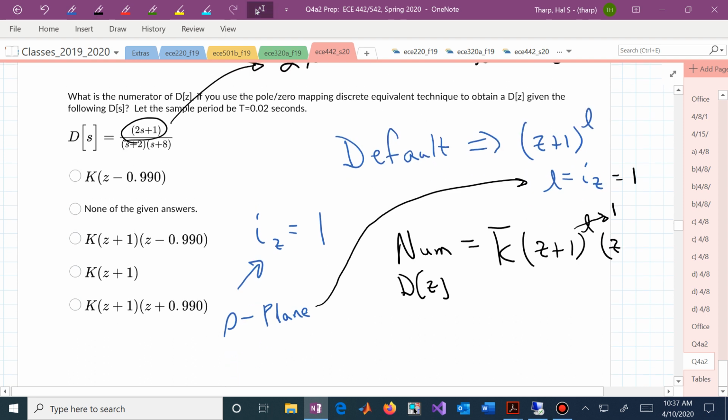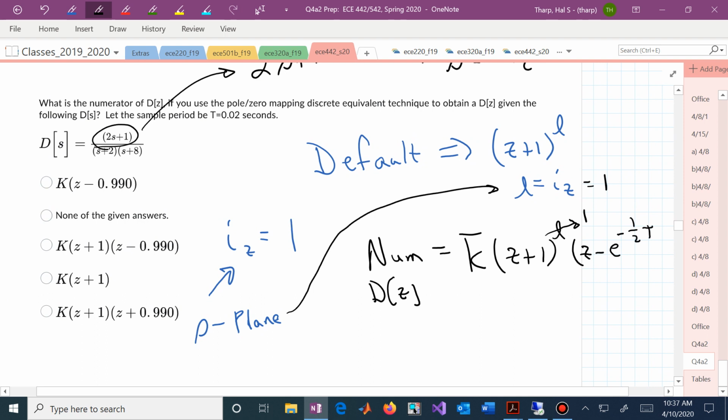Or now we have, and you can now plug in the appropriate sample period T to get the numerical value of this e to the minus 1/2 T, and hopefully you can now see what the structure needs to be in your numerator for that answer.